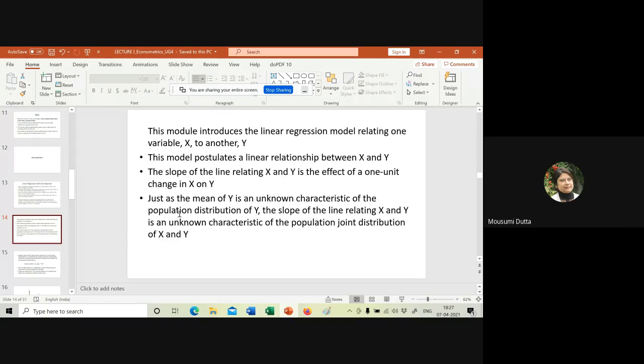Using the sample observations and the estimation technique, we will calculate alpha and beta, and we will get the estimated relationship between y and x.